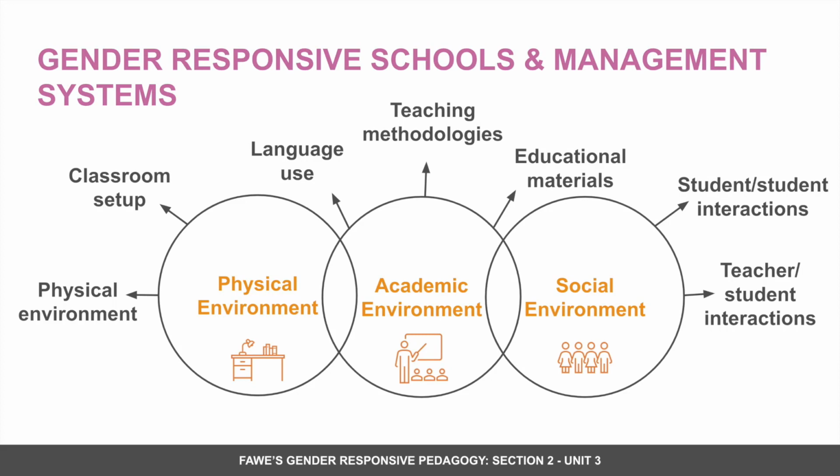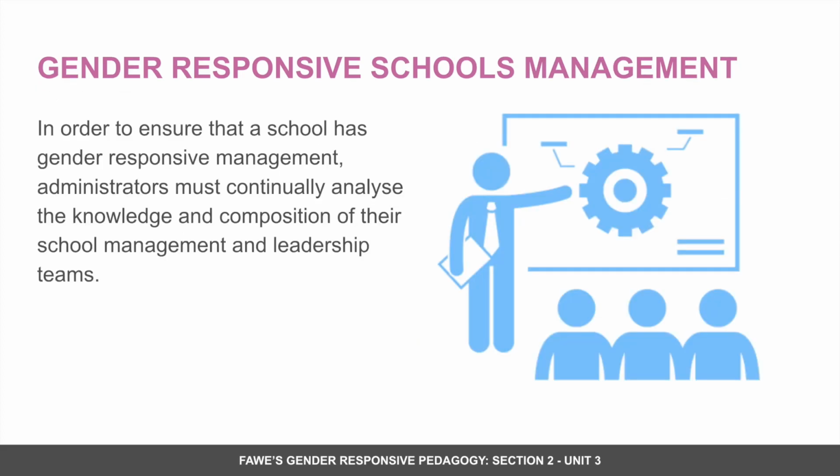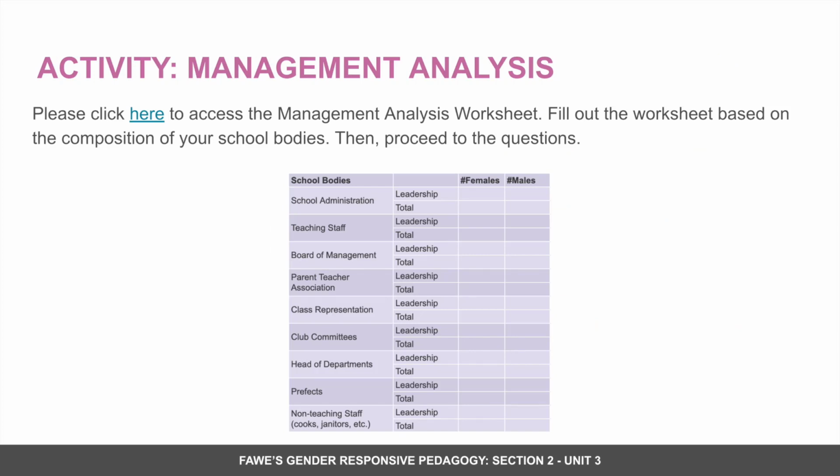This unit will provide an overview of topics essential to creating a gender-responsive school, while later units will delve more deeply into their topics. In order to ensure that a school has gender-responsive management, administrators must continuously analyze the composition and knowledge of gender mainstreaming within school management and leadership teams. Please consider the following questions and provide your reflections where indicated. Take a moment to reflect on the composition of your school management and leadership teams by referring to the following questions and completing the table shown.